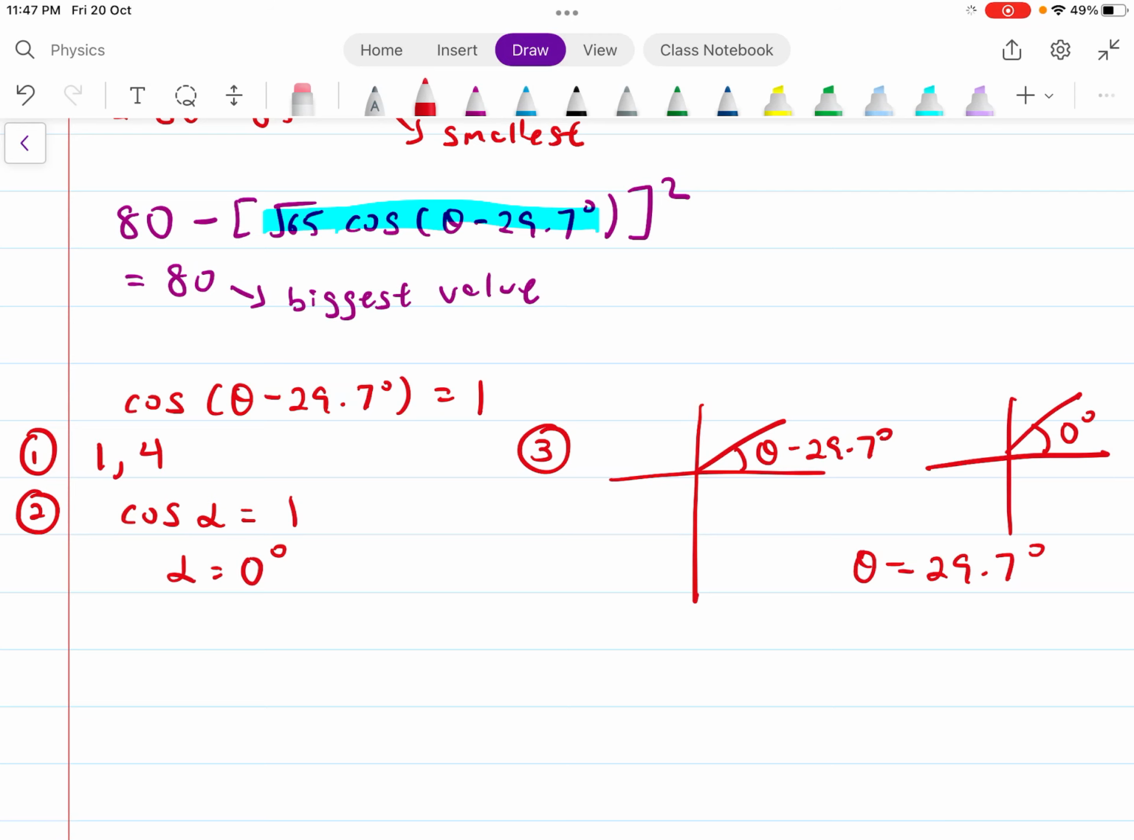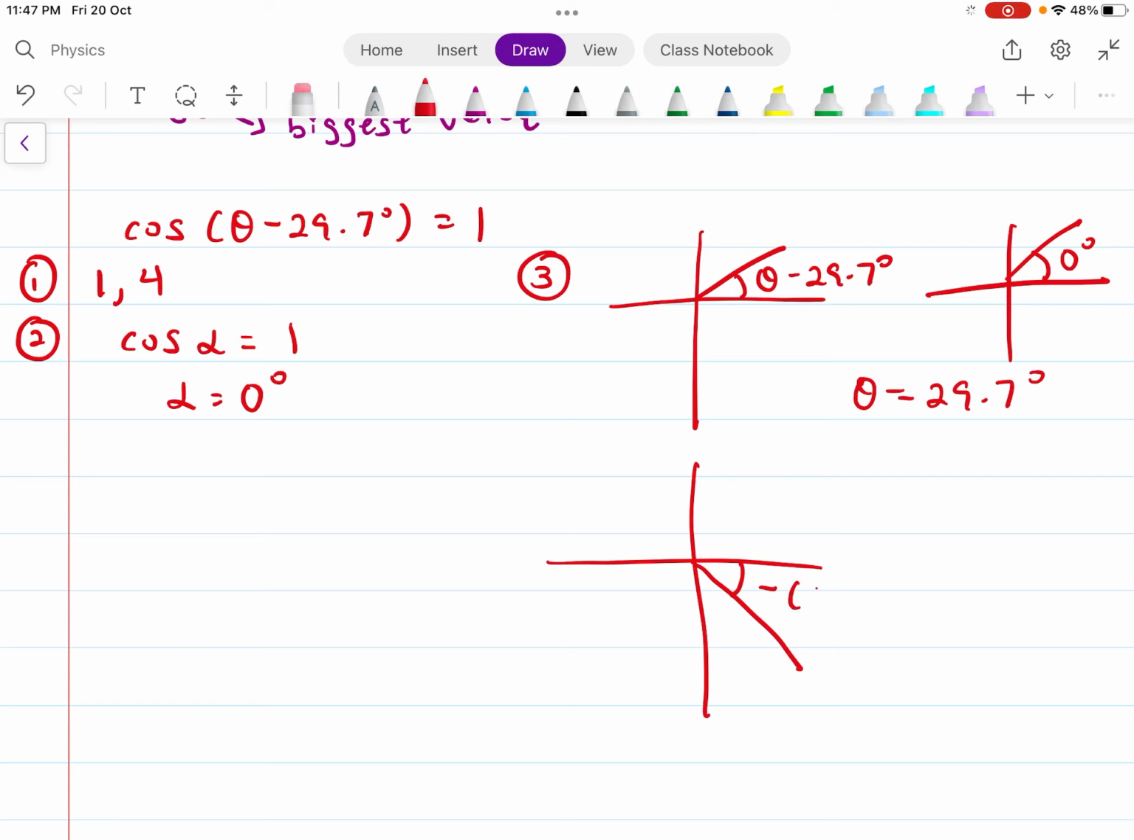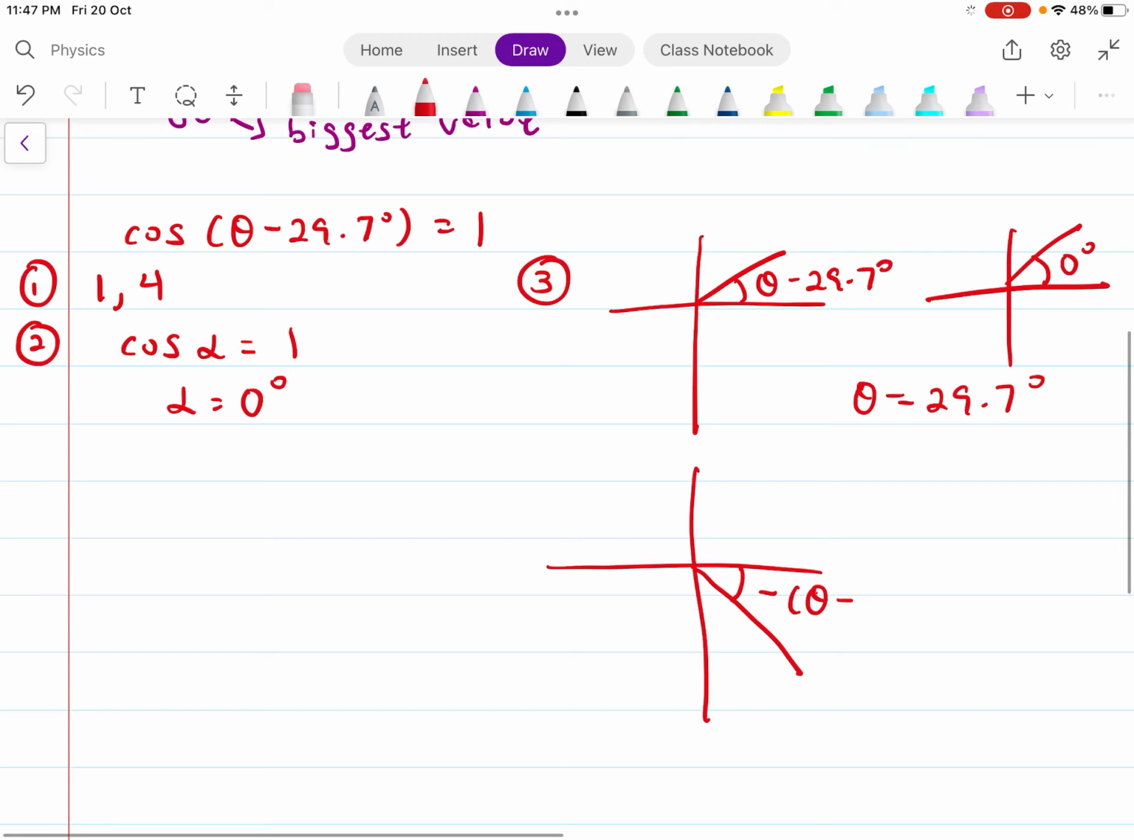We don't need to consider the fourth quadrant, because if you consider the fourth quadrant, I rotate the other way around. When I rotate in the clockwise direction, you must put a negative for theta minus 29.7 degrees, which of course will give you 0 also. So the theta that you get will also be 29.7. So that is how you do the R formula question.